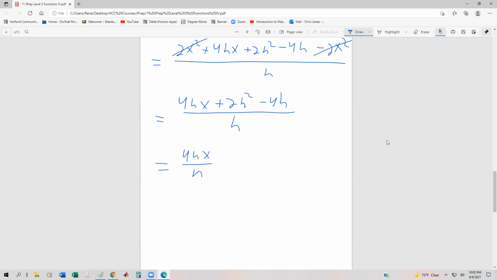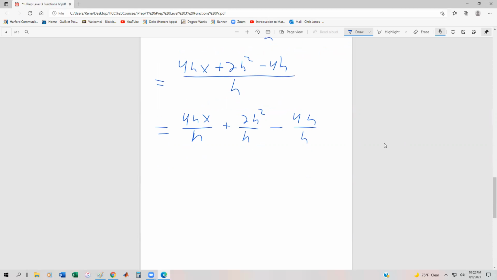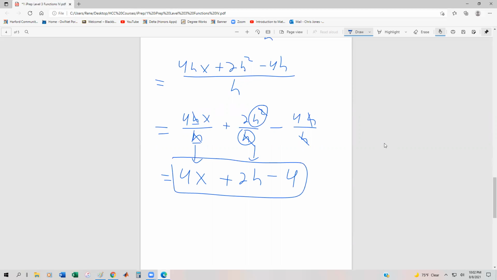So 4hx divided by h, plus 2h squared divided by h, minus 4h divided by h. And now we're just going to divide. So we get these h's cancel out. We have 2 on top, 1 on the bottom, and then these h's cancel out. And so what we're left with is 4x plus 2h. So notice we had 2 and we had 1, and then finally minus 4. And this is your difference quotient.